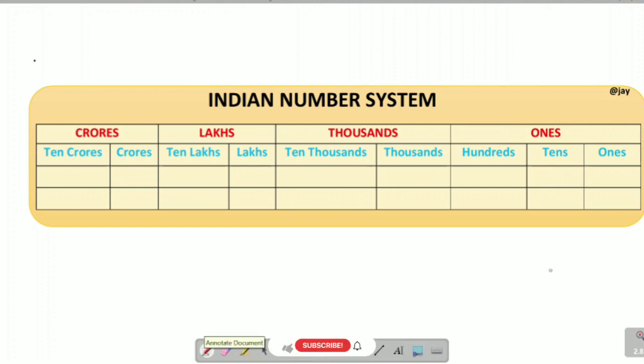For example, there is a number 361. So how can we write it? Here this 1 stands for ones place. Okay, let me write properly. It is 1. Then 6 will come in tens place, and 3 will come in hundreds place. So in this way we have represented 361.